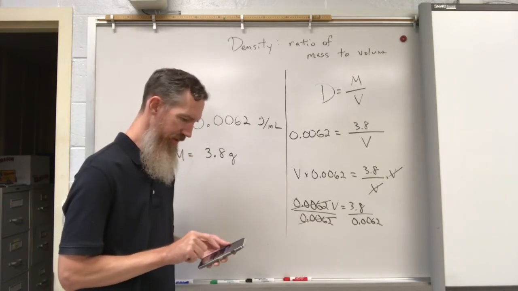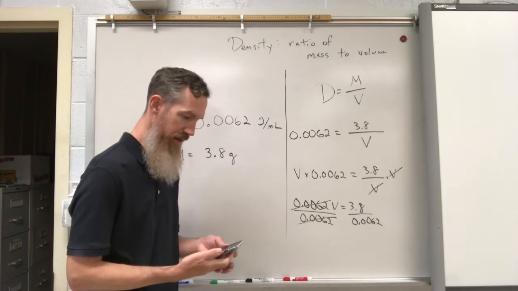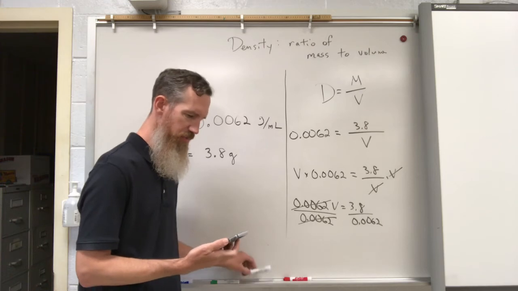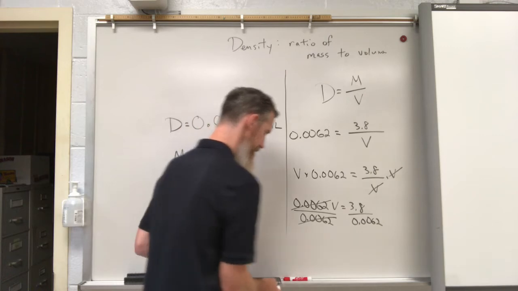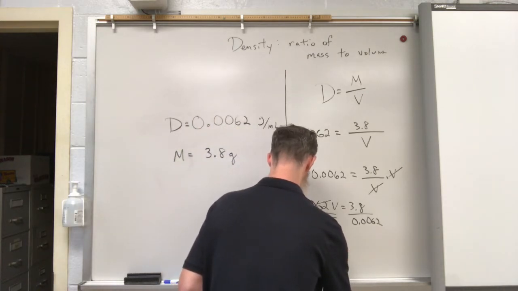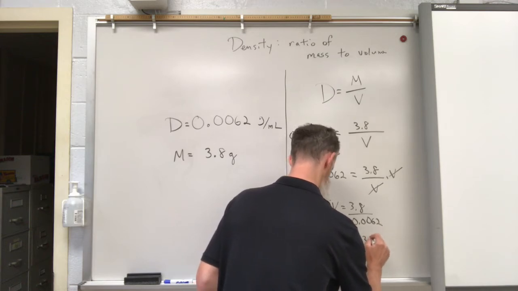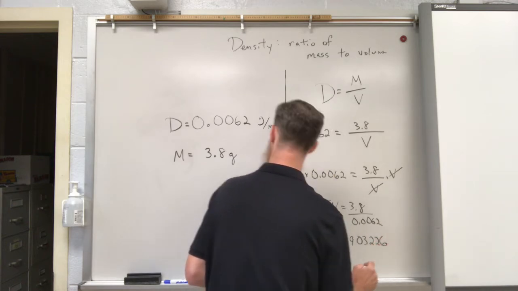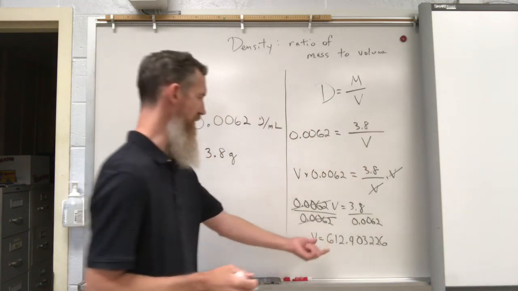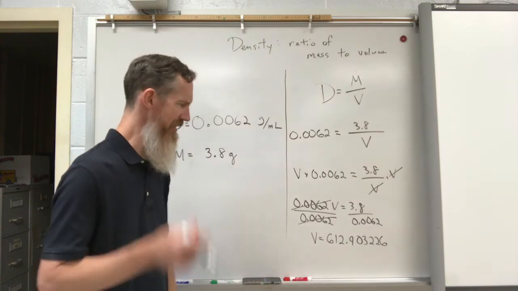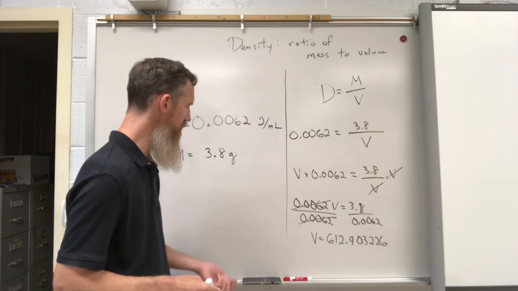And if I divide that, I get 612.9, and then it keeps on going. And this would be in milliliters, but I'm not going to keep my number like that. That's a ridiculous number. So again, I'm going to ask you to round this accordingly.